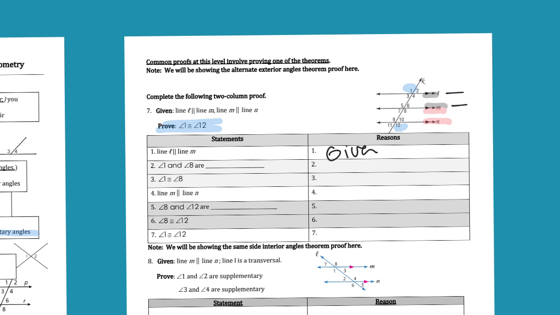So angle 1 and 8, how would you call 1 and 8? Okay, between these 2 parallel lines here, those are alternate exterior angles. How do we know that they're alternate exterior? By definition of alternate exterior. Again, naming something an angle in a relationship is by definition.